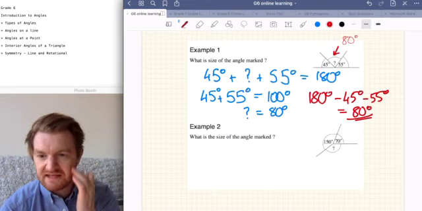What do you start with? And then you subtract the angles you have.